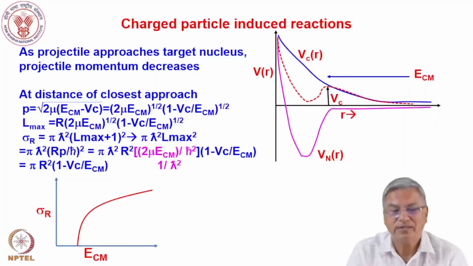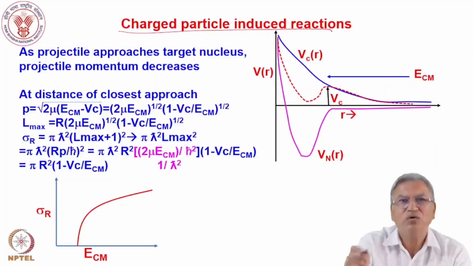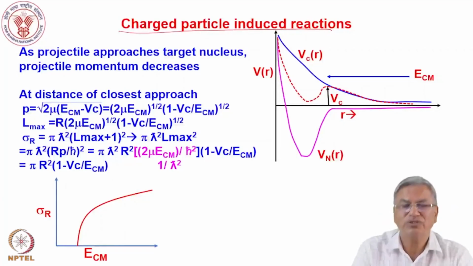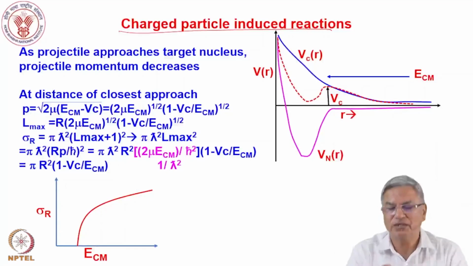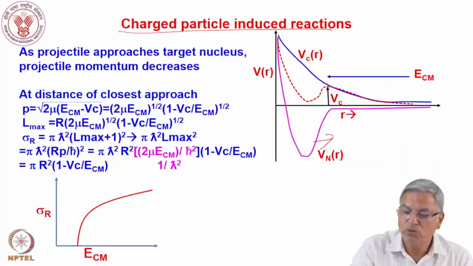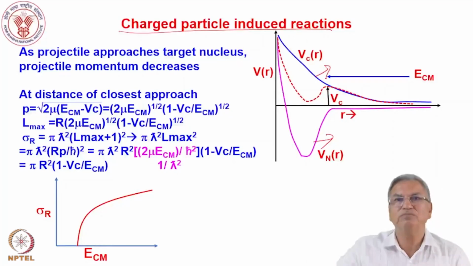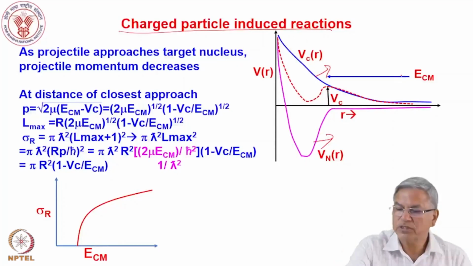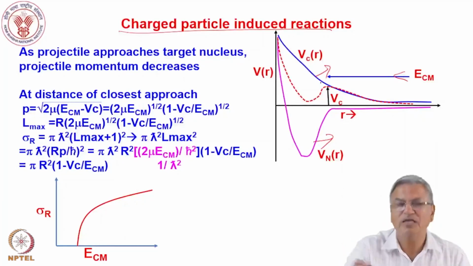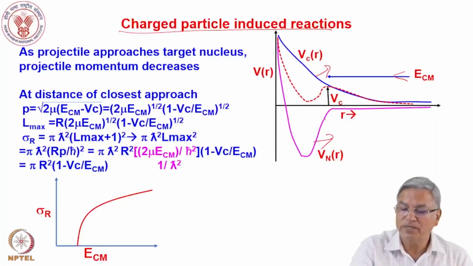Now let us come to the charged particle induced reaction. The scenario is different in the case of charged particles because there is a Coulomb barrier, so consider a charged particle coming to a target nucleus. Different types of potentials come into play. One is the nuclear potential, which is attractive at short distances, and there is a Coulombic potential which is repulsive all around. When the projectile is coming close to the target nucleus, it will experience the Coulombic repulsion of the target nucleus, and as it is coming closer, it will experience the attractive nuclear potential.